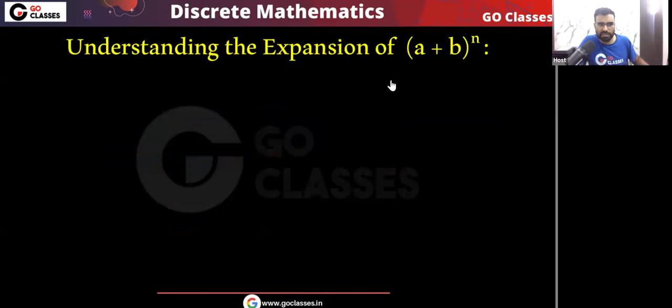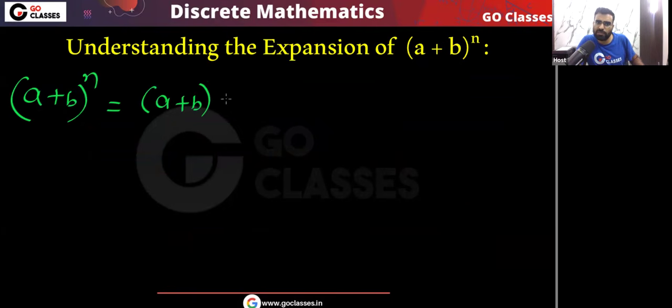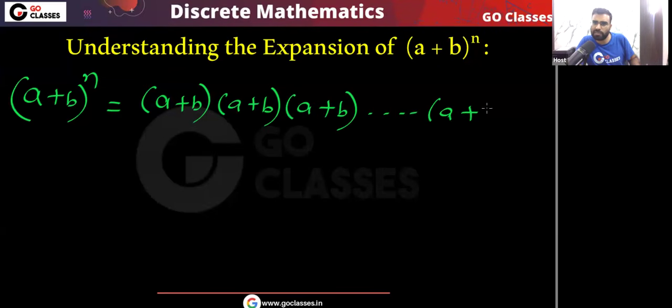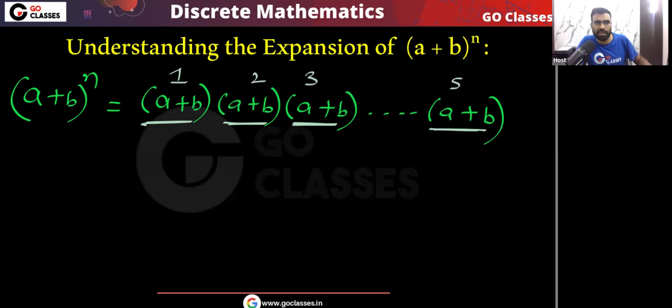Let's understand the expansion of (a + b)^n, where n is a positive integer. This is very simple. (a + b)^n is basically a multiplication of (a + b) total n times: (a + b) multiplied by (a + b) multiplied by (a + b), total n times. Factor 1, factor 2, factor 3, and so on up to factor n. So these are the factors you got.